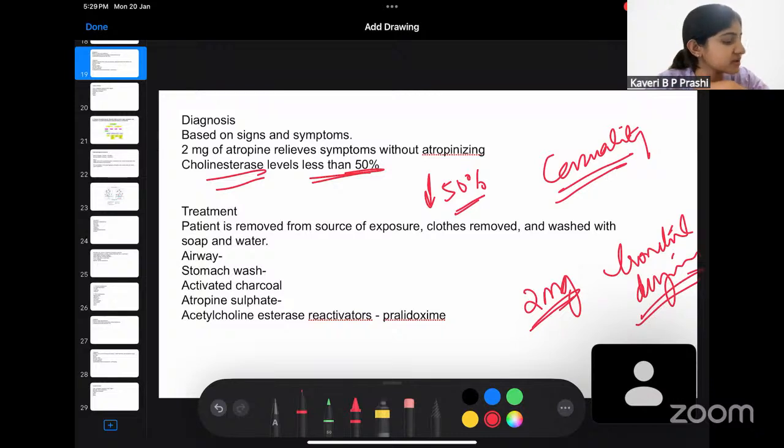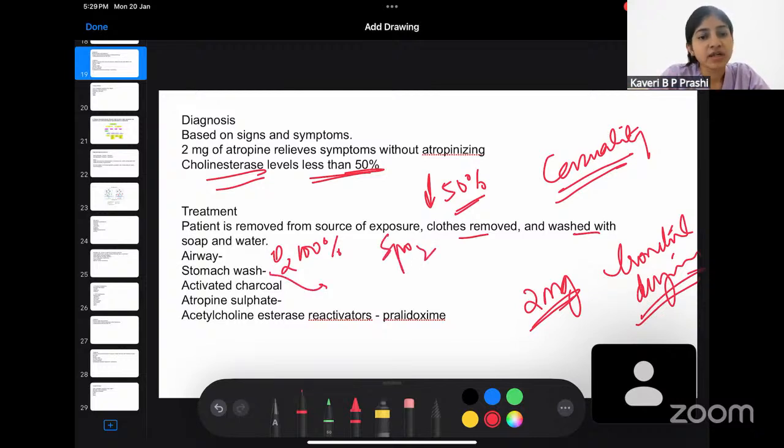After which you have to do the treatment. That is, the patient is removed from the source of exposure, clothes are removed, and he is washed with soap and water, because you do not want any further entry of the substance into the body. That is why you're going to clean him thoroughly. Then you're going to look at the airway. You try to give 100% oxygen so that his breathing becomes normal and his SpO2 is taken care of.